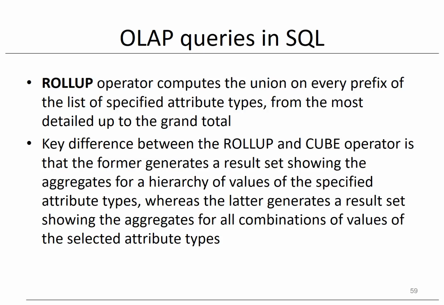The key difference between the rollup and cube operator is that the former generates a result set showing the aggregates for a hierarchy of values of the specified attribute types, whereas the latter generates a result set showing the aggregates for all combinations of values of the selected attribute types. Hence, the order in which the attribute types are mentioned is important for the rollup, but not for the cube operator.